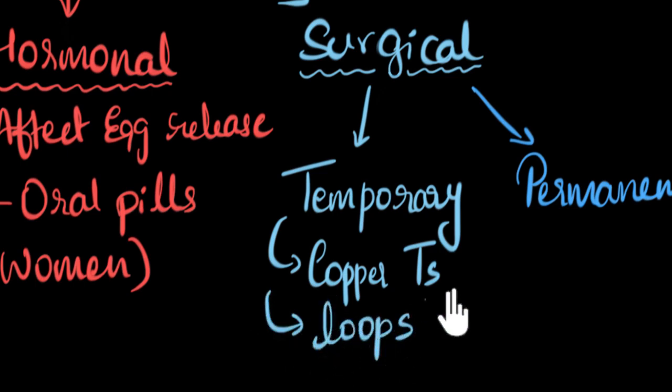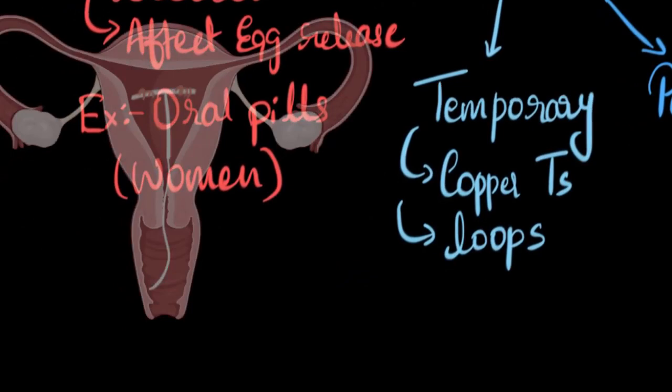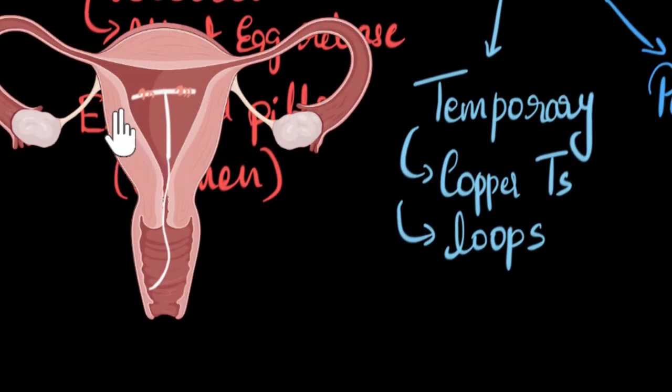Loops. So what do they do, you ask? Well, take the example of copper T. Here is a picture of copper T installed inside the uterus. It's called copper T because it is T-shaped, as you can see. It's very flexible, and that's how you can insert it. And it contains copper. That's why copper T.